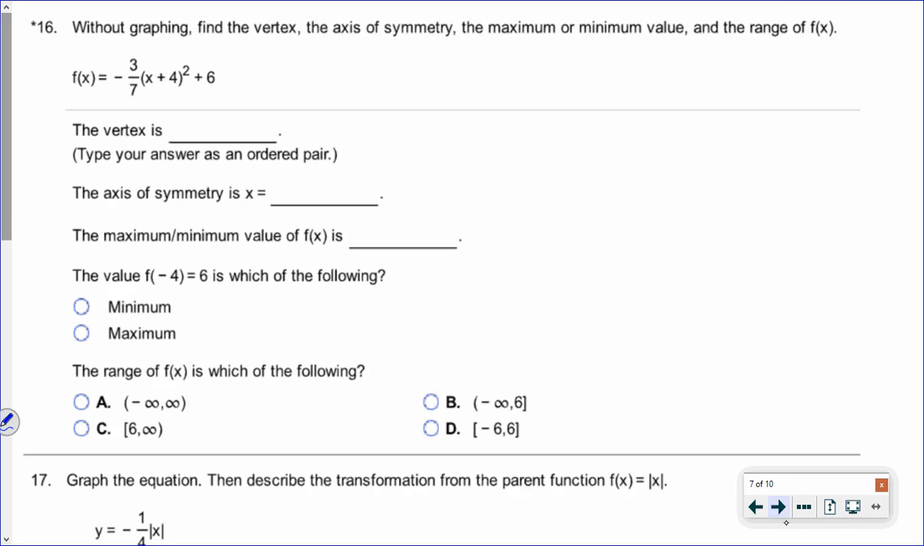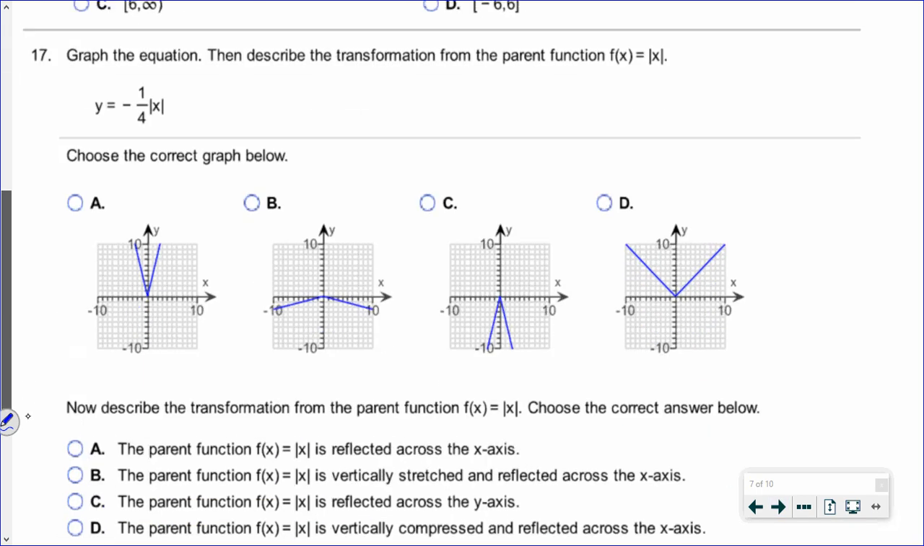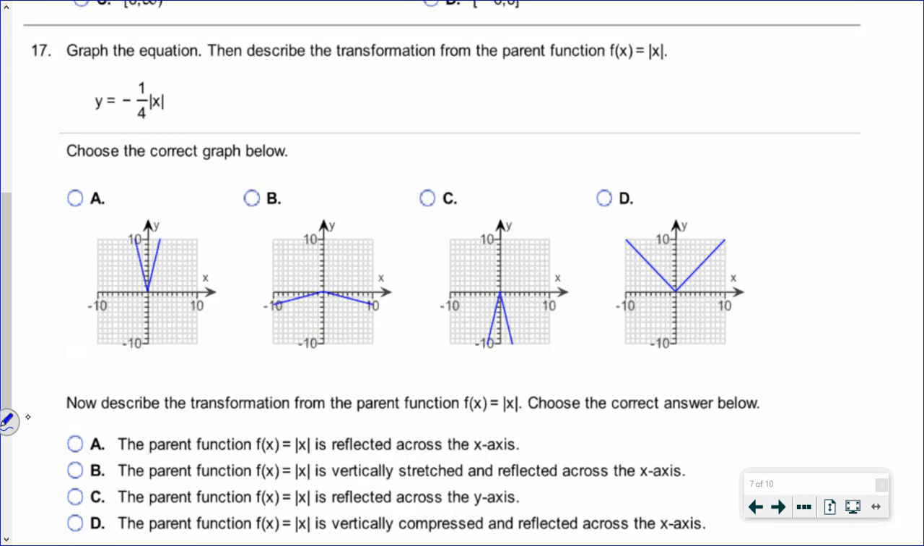Same exact type of problem. Not going to spend time on that because we're running out of time here. Number 17. Okay? Graph the equation. I want you to use logic skills. It is a different parent function, but up, down, left, right, stretch, compress still applies here.